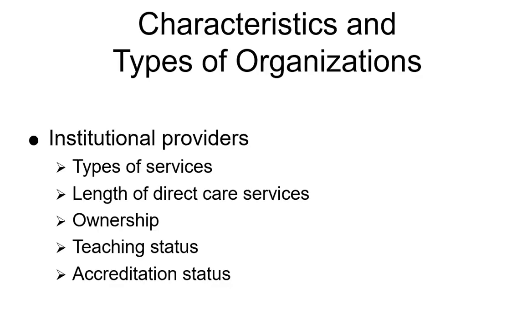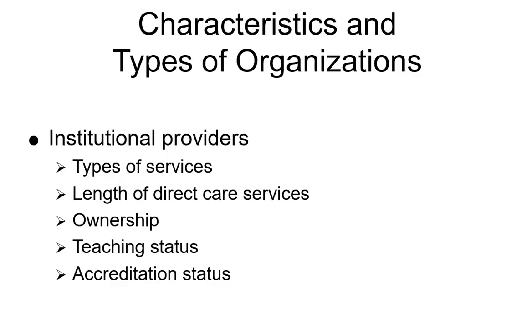But we look at organizations, we look at characteristics and types. Ownership influences how organizations are structured and can impact efficiency and quality. Types of services, this is going to be something like a specialty or a general type of service. So when we look at University Hospital, that is general. And if you look at Lindner Center of Hope, that would be a specialty. Length of direct care services, generally when we're talking about that, we're talking about either greater than 30 days or less than 30 days.